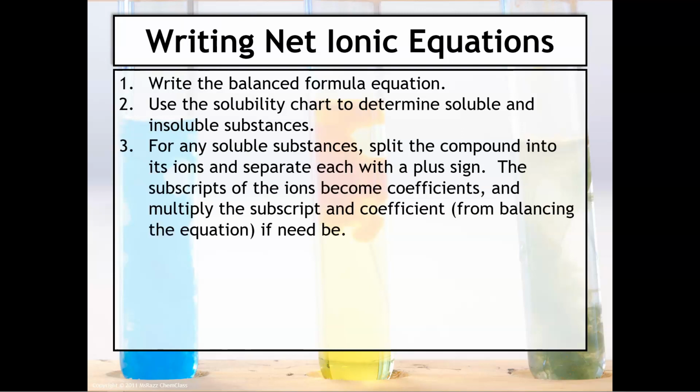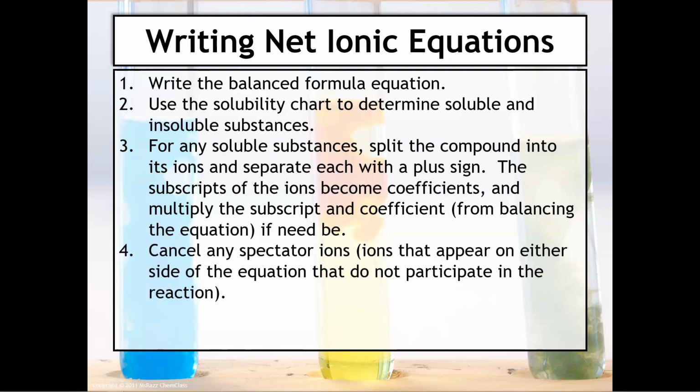For any soluble substances, you're going to split the compound into its ions and separate each with a plus sign. The subscripts of the ions become coefficients, and you want to multiply the subscript and coefficient from the balanced equation, if need be. So again, this is kind of what I was talking about earlier. You're going to have almost little mini dissociation equations within your large chemical reaction.